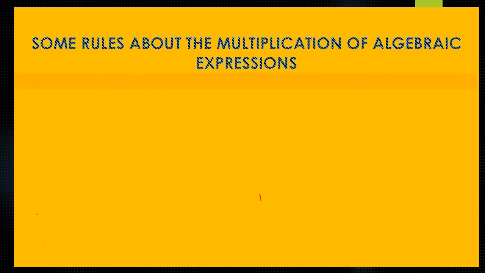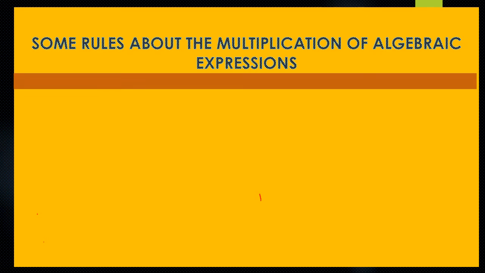Friends, in this slide, I have described some rules about the multiplication of algebraic expressions. The first rule is: like terms and similar variables can be multiplied into one term. Similar variables are those variables which have a similar symbol. So they can be multiplied into one term.